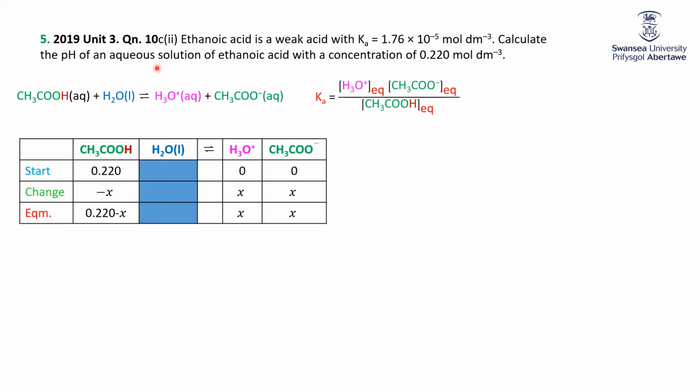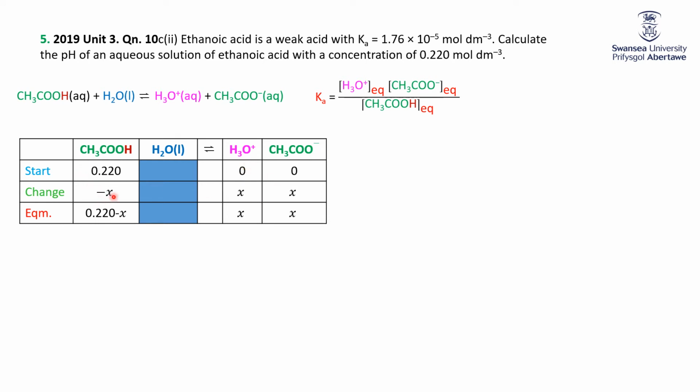So let's be sure we see where we're going from. Ethanoic acid starts at 0.220, so our assumption is that's all we've got in the solution at the start, no H3O+, no ethanoate. More complex situations would say, well, actually, seeing as you're starting off with water, you've already got 1 times 10 to the minus 7 of the H3O+. Ordinarily, that is so small that we don't worry about it.